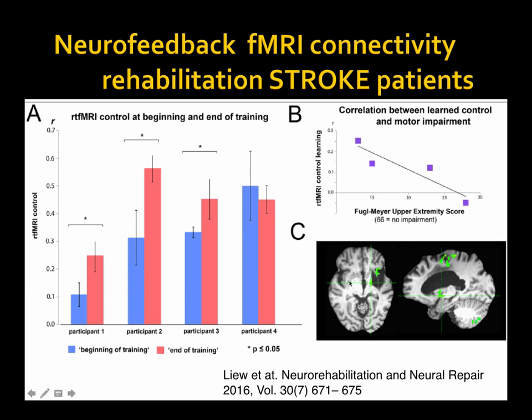And in this case, she was looking at the connectivity between brain areas. And so you can see here that the control increases, the connectivity improves, and that correlates in the 4 patients that you see with the scores of the behavior.